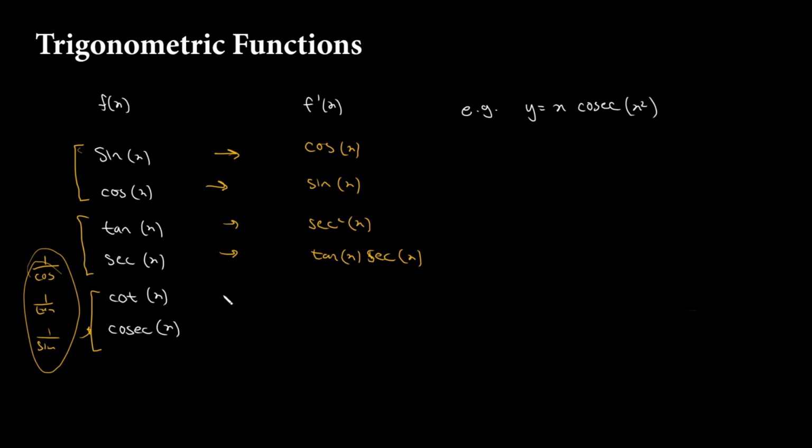Same thing with cotangent and cosecant. For cotangent, it becomes the opposite squared. And for cosecant, it becomes cosecant times cotangent. And so it's the two pairs multiplied.